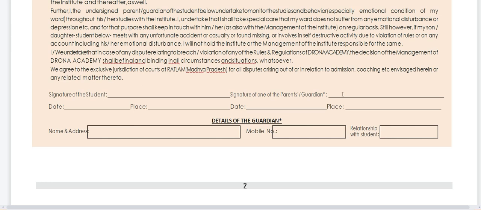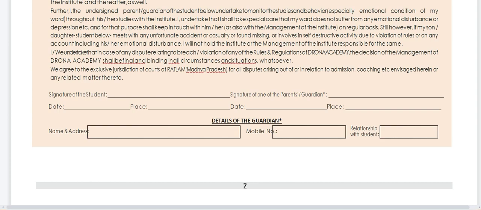But if father or mother is not currently at your place, you can provide the details of the guardian: name, address, mobile number, and the relationship with the student. So this is how we are going to complete our admission form.